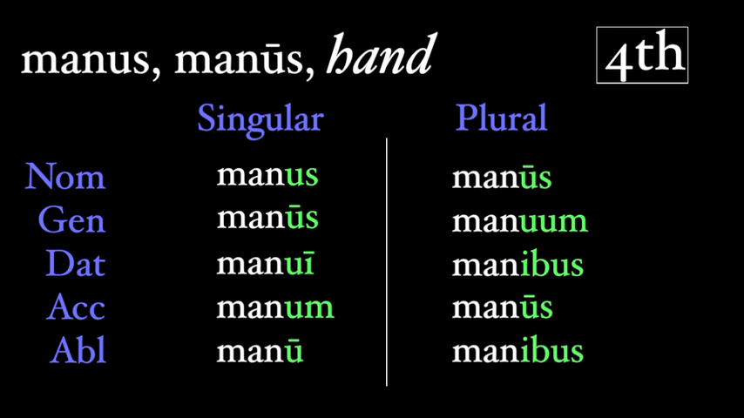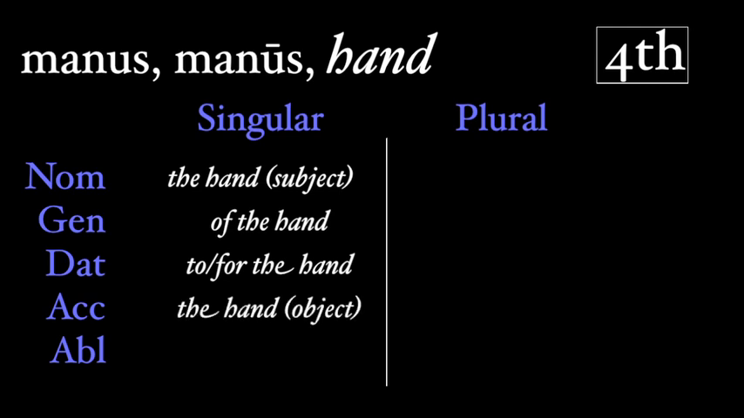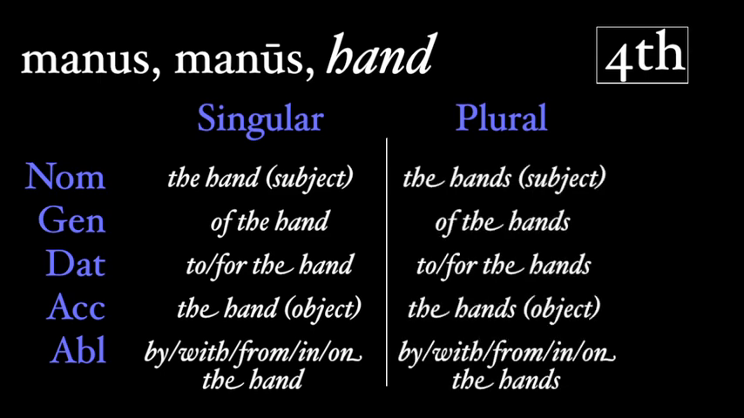Now that we have the full declension, it helps to add translations. The hand, or a hand, since Latin doesn't differentiate between the hand, a hand, or even just hand, although this word can also mean band, as in a group of people. Of the hand, to or for the hand as the object of a verb, and the ablative by, with, from, in, on the hand. The plurals go likewise.